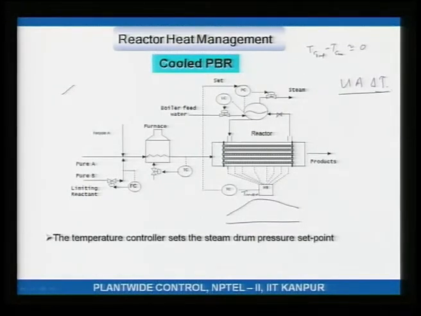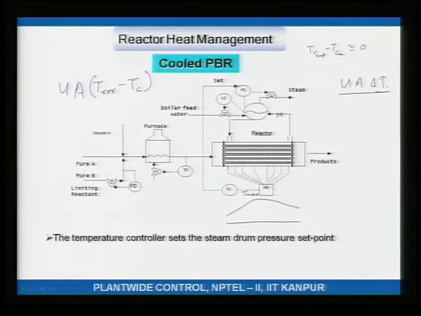It works as follows. You see, the amount of heat that is removed is actually UA times delta T, meaning T reactor minus T coolant.